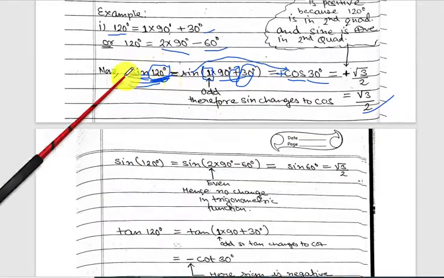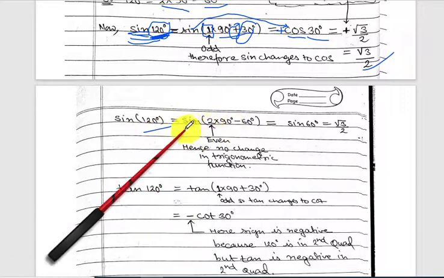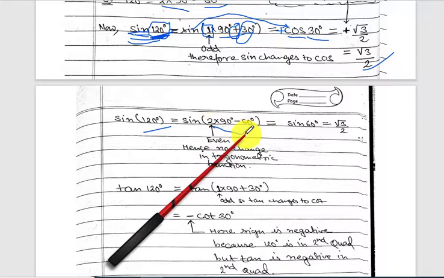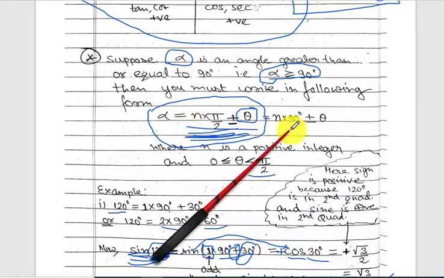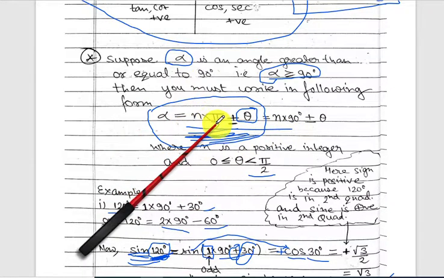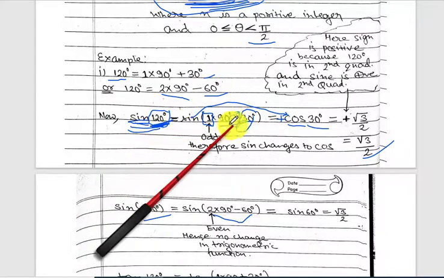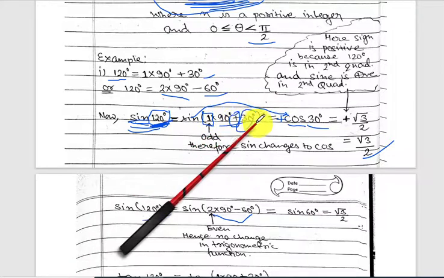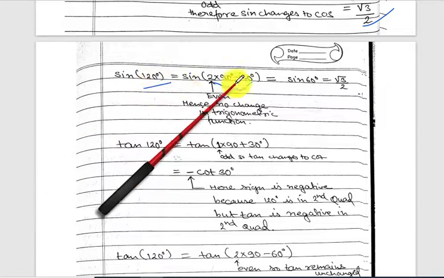Now this sine 120 you could have found in this manner also. Sine 120 can be written as sine of 2 into 90 minus 60, because I am saying that if you have an angle greater than or equal to 90, you have to write it in the form n into 90 plus or minus theta. Here, the first time I had used plus: 1 into 90 plus 30 degrees. Now the same 120 I am writing as 2 into 90 minus 60.